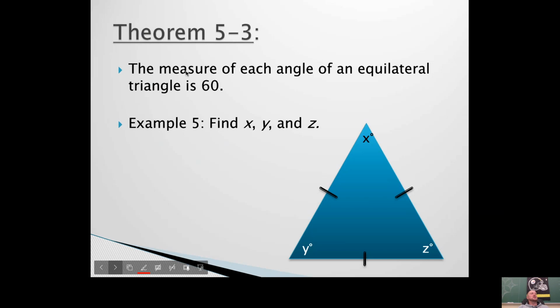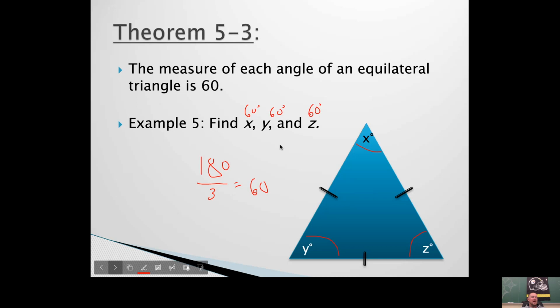Here's the last theorem for the section. The measure of each angle of an equilateral triangle is 60. We talked about that already. If all of your angles add up to 180 and they're all the same, notice how all these sides are the same? That means all the angles are the same. Your 180 degrees, if all the angles are the same, you divide by 3, they all have to be 60.